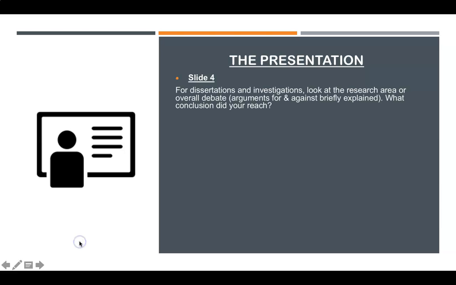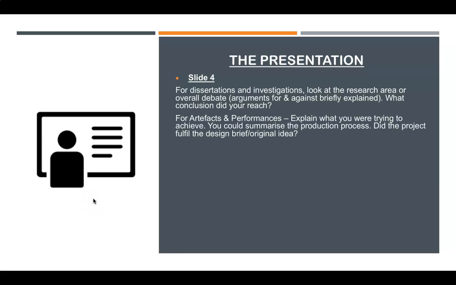Slide 4, for dissertations and investigations, look at the research area of the overall debate, i.e. the arguments for and against, briefly explained, and what conclusions you reached. For artifacts and performances, explain what you were trying to achieve. You could summarise the production process. Did the project fulfil the design brief or the original idea that you actually had?